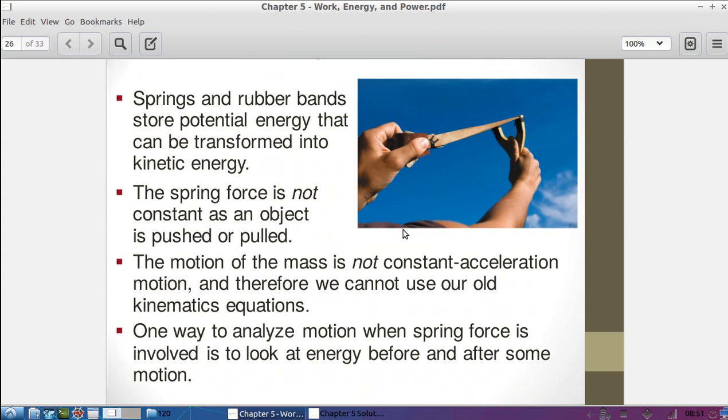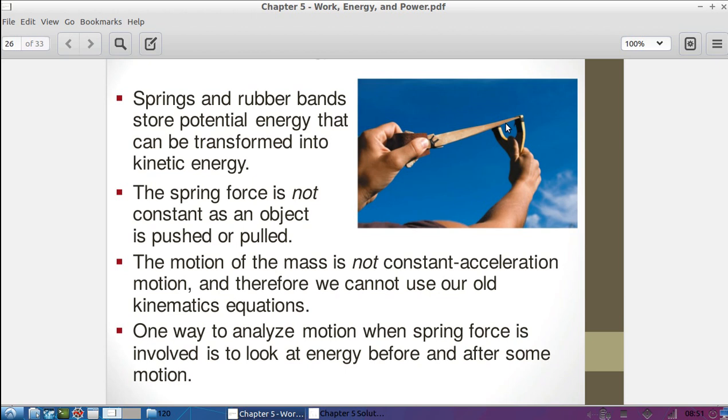All right. So we're storing potential energy inside of a spring that, when we let go of it, is transformed into kinetic energy. So here's why we use energy. Since the force is not constant on this object, the acceleration won't be constant either when we let go of it. So it will accelerate, but the acceleration isn't a constant value.